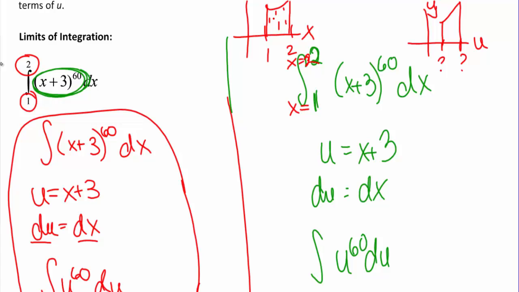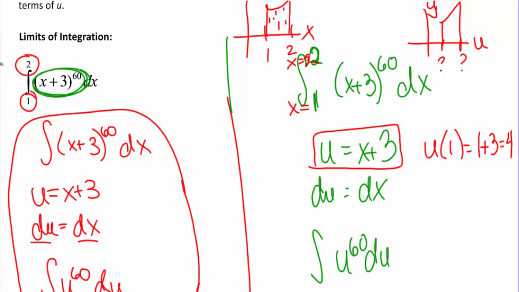Plug it into the u equation. Right here I have a relationship between x and u. So I want to find u of 1, which would be 1 plus 3, which would be 4. That's my new a value. And u of 2, which would be 2 plus 3, which would be 5, that's my new b value. You see it?